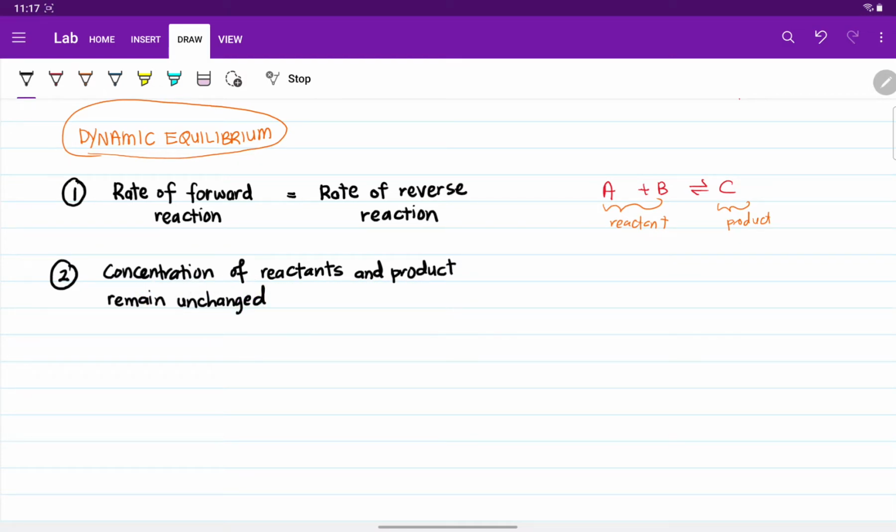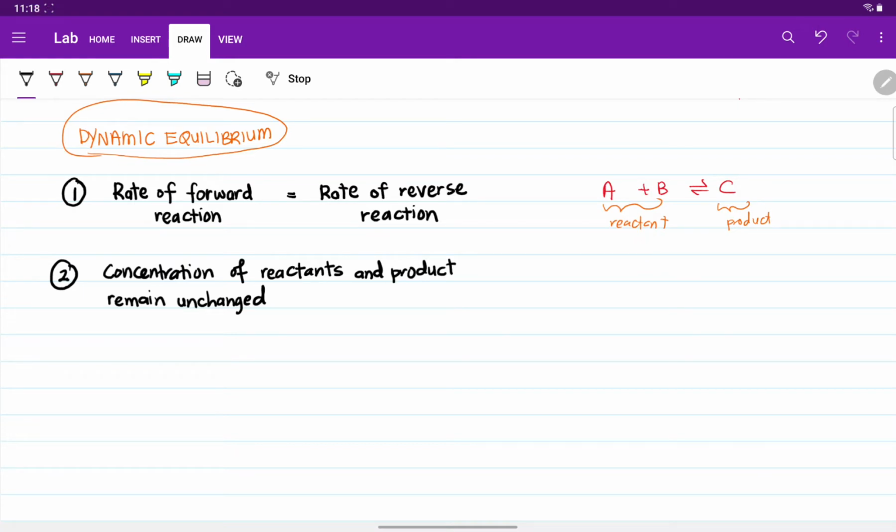Macam yang kita bincangkan sebentar tadi, kita kata initially bila A dan B adalah banyak, so apa yang akan berlaku? Forward reaction akan berlaku. Okay, C akan dihasilkan, A dan B akan berkurang. So the rate of forward reaction will decrease. Okay, concentration A dan B akan berkurang, concentration of C akan bertambah. Okay, jadi bila concentration of C yang bertambah, apa yang akan berlaku? Dia hasilkan A dan B pula.